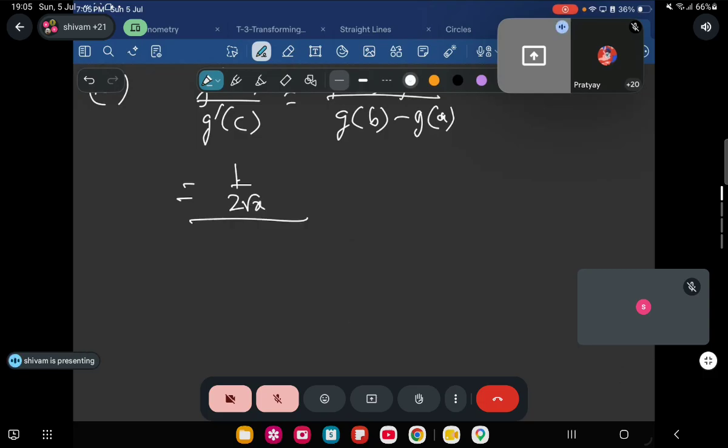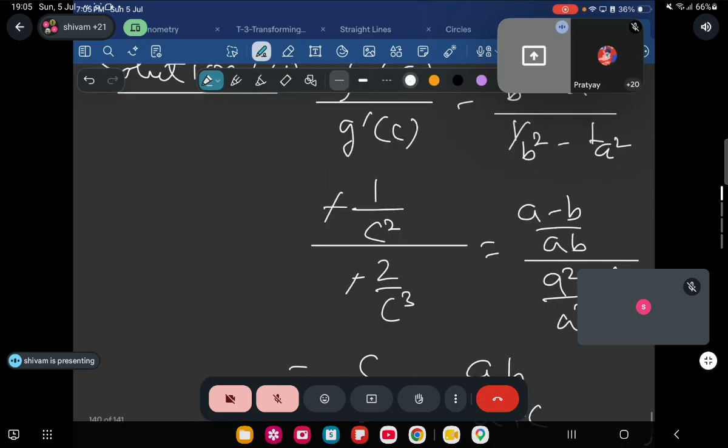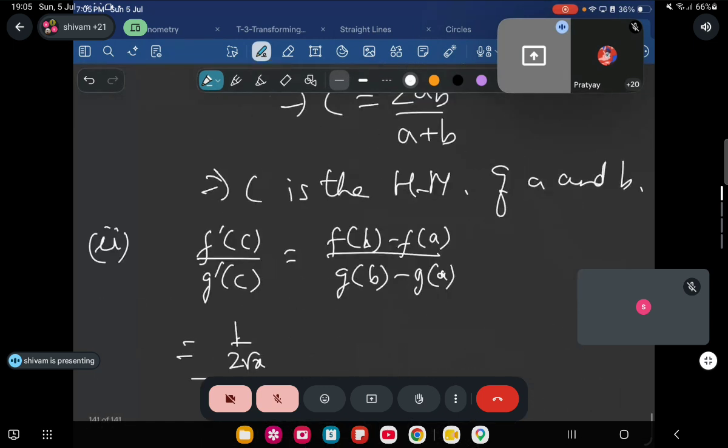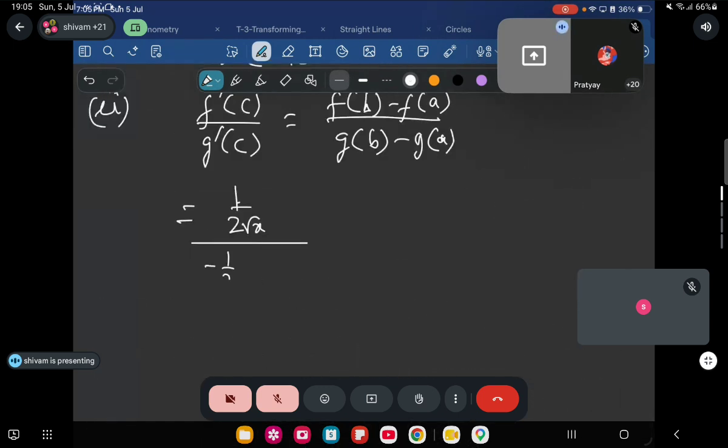And over here, what do we get? 1 by, wait a minute, it was 1 by root over x, no? So x to the power minus half, so it is equal to minus half x to the power 3 by 2. This will be equal to f of b minus f of a. So the answer of the second question is f of b minus f of a, that is root over x minus 1 by root over x. So root over b minus root over a upon 1 by root over b minus 1 by root over a.